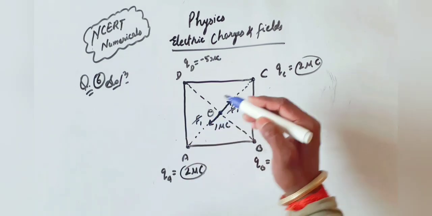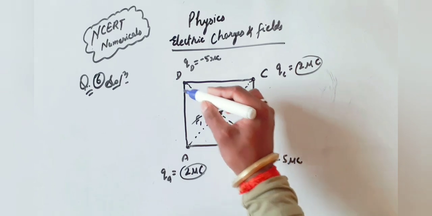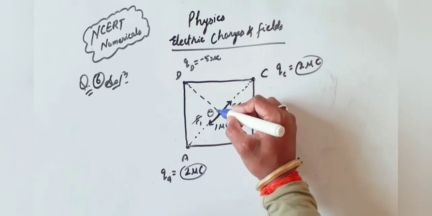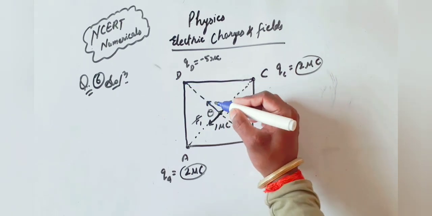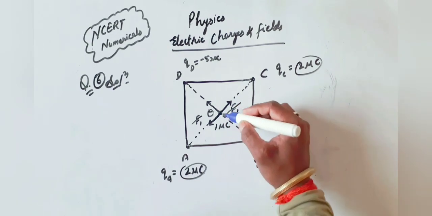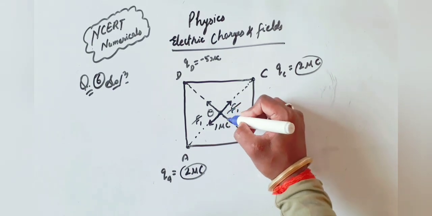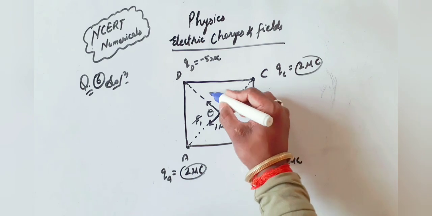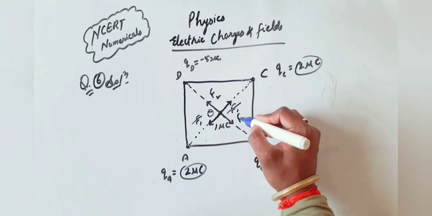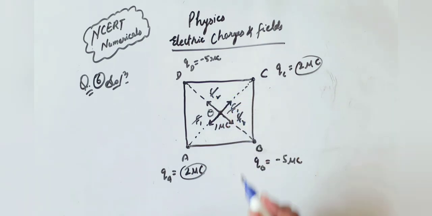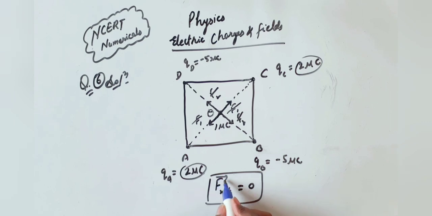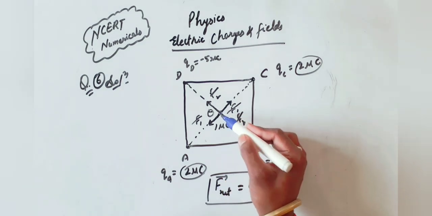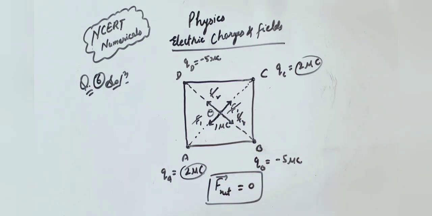Similarly, the force acting on the center due to D will be in this direction and due to B will be in this direction. Both forces will be equal but in opposite directions, so they will also cancel out. The resultant force, F net, will be equal to 0. So the total force acting on this 1 microcoulomb charge will be equal to 0.